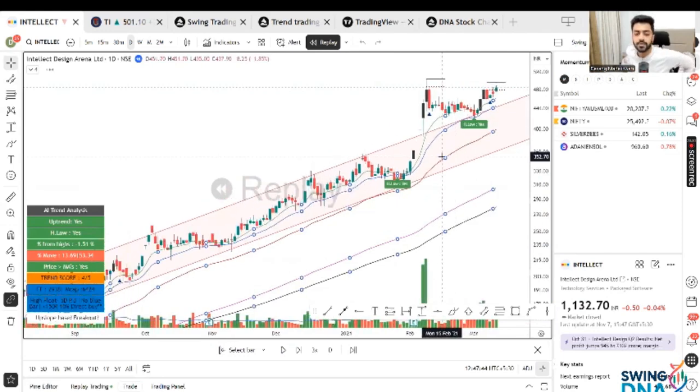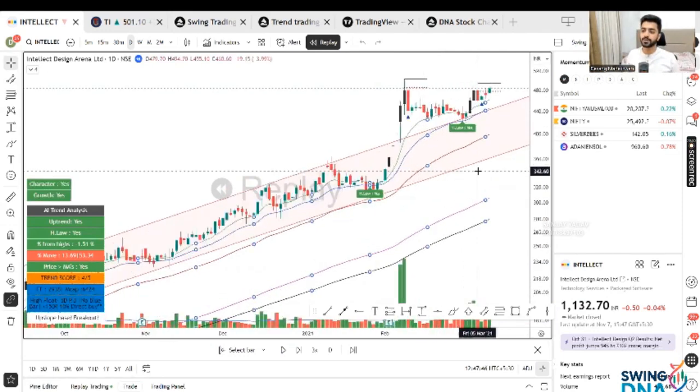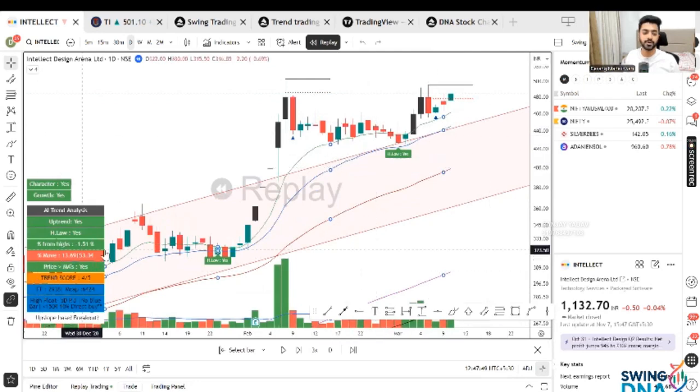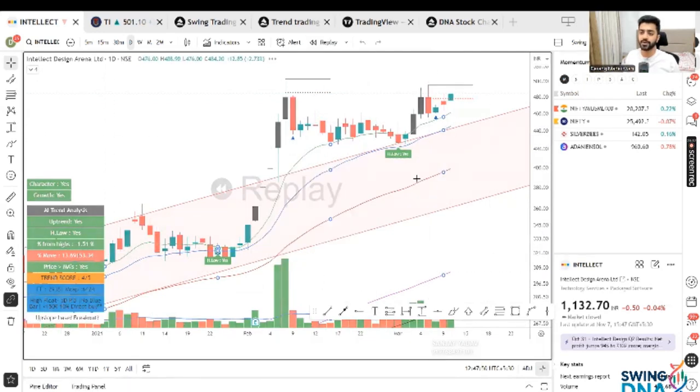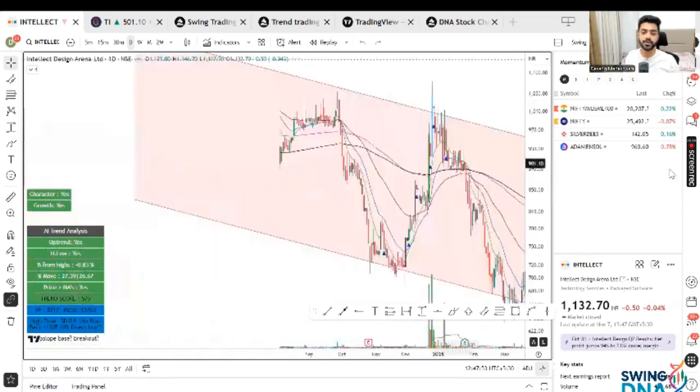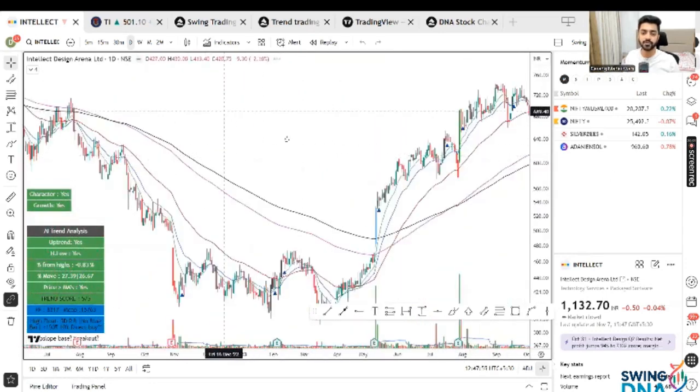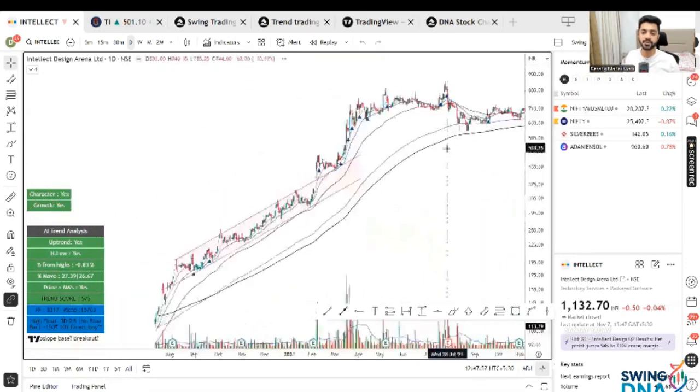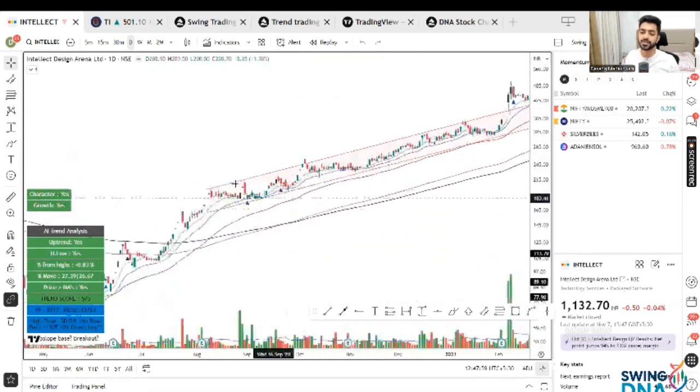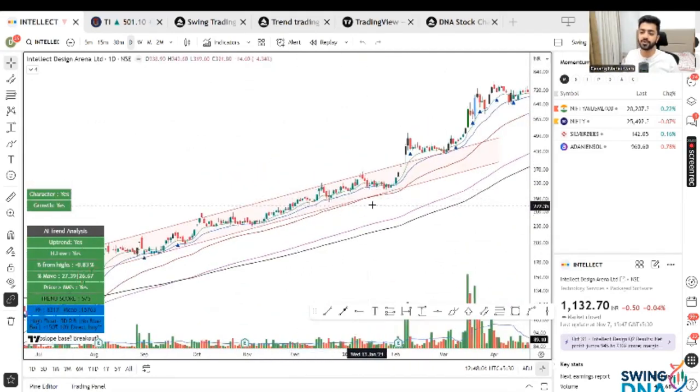Look up here. Okay, this one was extended, so nothing to trade up here. But even after extended, it worked fine. Only after this upward channel. So sometimes such channels can be very, very small ones also.